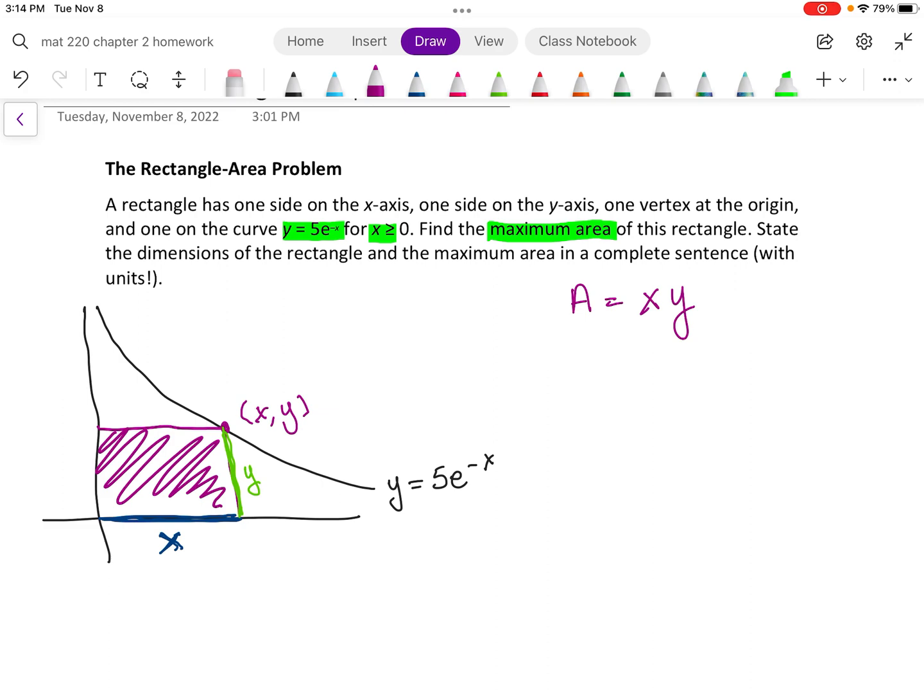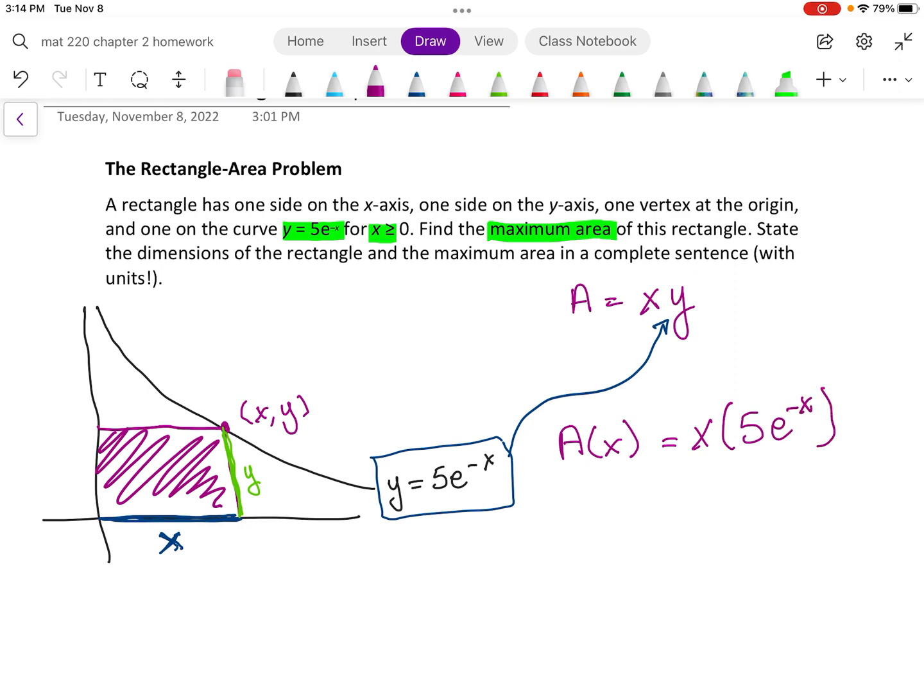Now, I have 3 variables. I don't want 3 variables. I want just area and one other variable. But we're given a function, y equals 5e to the negative x, so I'm going to take that function and use it to replace y. I can now write area as a function of x, and I would have x times 5e to the negative x. So I've created a new function that tells me the area of that shaded region, and it's only in terms of one variable, x.